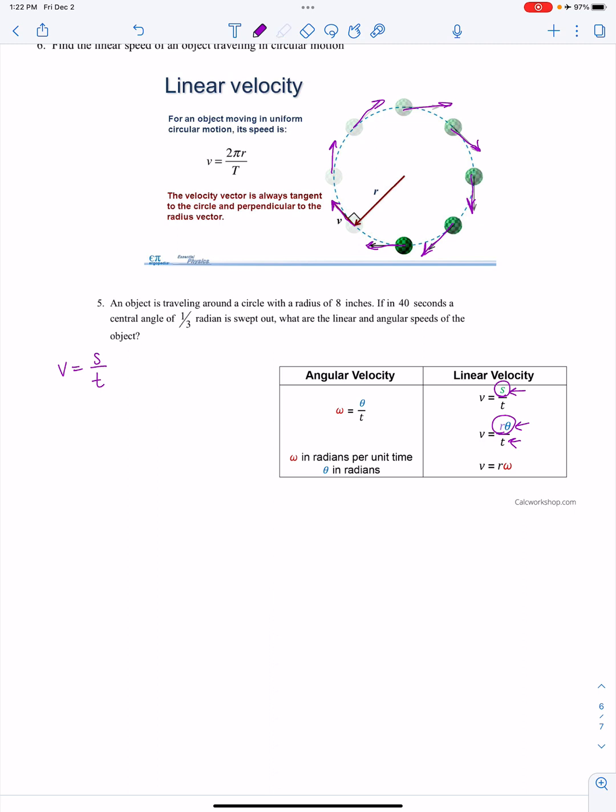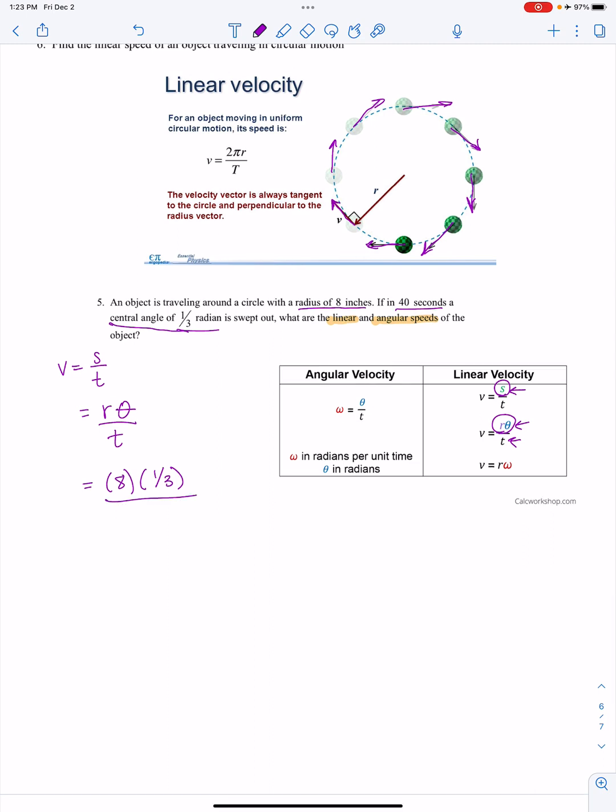So let's start with that, because our question wants us to find the linear and the angular speeds. So we have two pieces to look at. Let's talk about our linear speed first. We said that our linear speed is taking the arc length and dividing it by the time. We can rewrite our S: arc length is R times theta. We know that from our practices before. Now let's use the information they've given us. The object is traveling around with a radius of 8, so that's what I'm going to plug in for my R. And theta, 1/3 radian, is our central angle. And our time, it did this in 40 seconds. So we've plugged everything in.